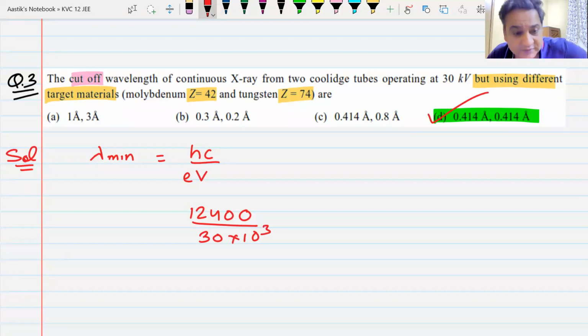Do we understand this, or has this gone above our head? Yes, sir. Pakka? Pakka, yes, sir.